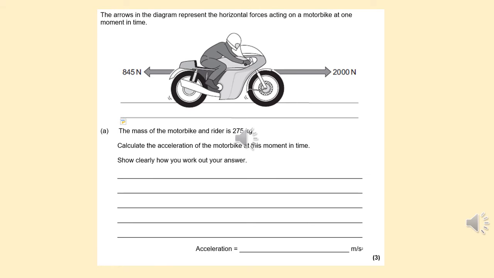So here we have a diagram where we have the arrows representing the horizontal forces acting on a motorbike at one moment in time. You're told the mass of the motorbike and the rider is 275 kilograms, and you're asked to calculate the acceleration of the motorbike at this moment in time.